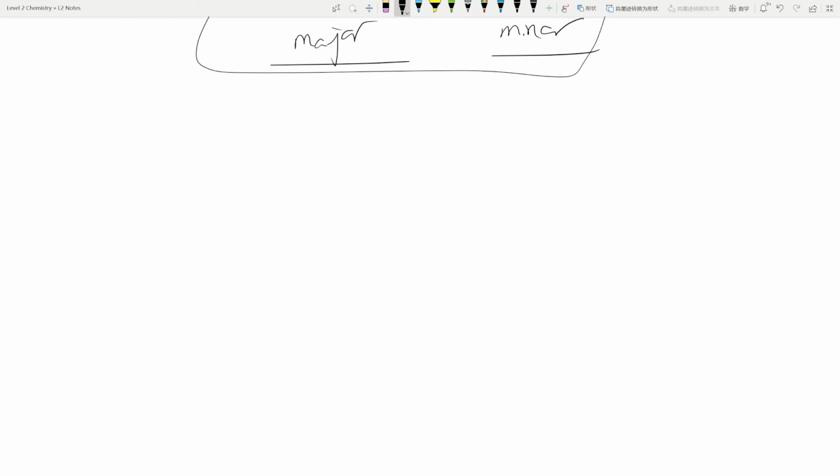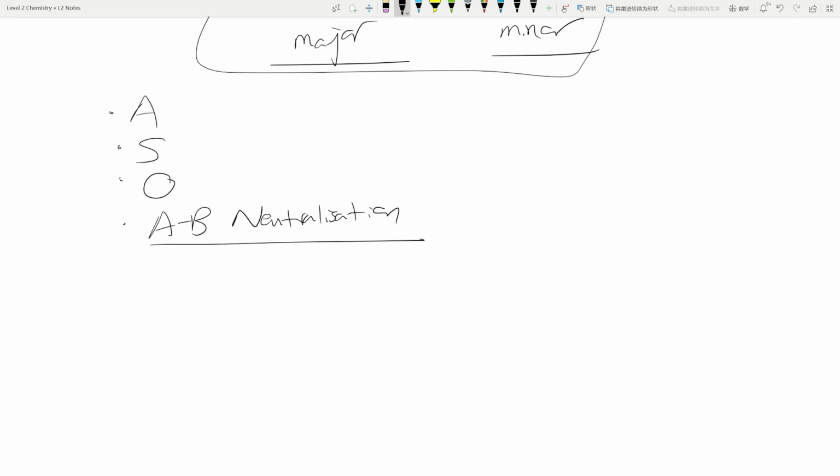But you need to know your addition reaction, which is just breaking the double bond. You need to know your substitution reaction, which is substituting. You need to know your oxidation reaction. You need to know your acid and base neutralization reaction. And then you need to know this, where your carboxylic acid turns into a salt.